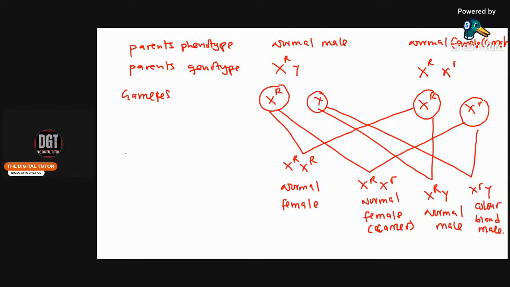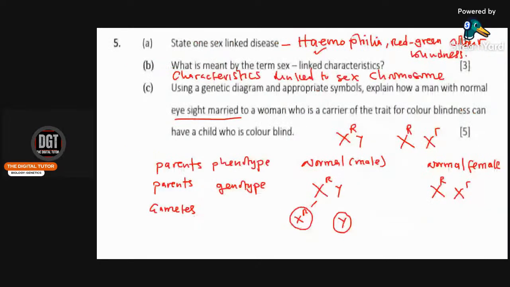So this is the F1 offspring genotype, and this is the F1 phenotype. This is how we draw the genetic diagram for the question. This gives us 5 marks. Have we answered the question fully? Yes, we've answered the question fully.